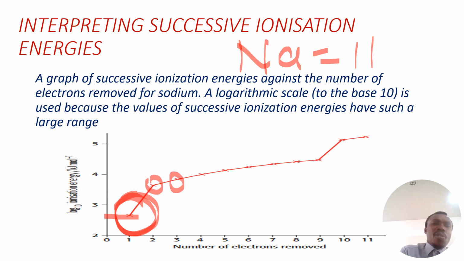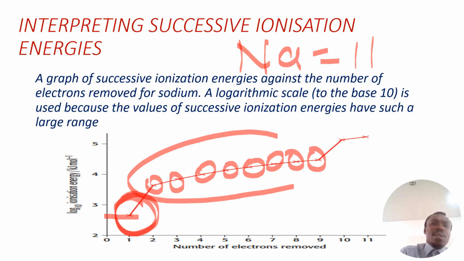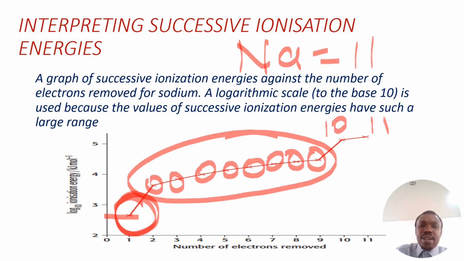This is the second electron, third, fourth, fifth, sixth, seventh, eighth, and ninth. You discover that the difference between the ionization energies from the second up to the ninth is very small, it's not that large. Then this is the 10th and the 11th ionization energies, which are the electrons closest to the nucleus, and there is a greater attraction for these electrons as a result of the increased positive nuclear charge.